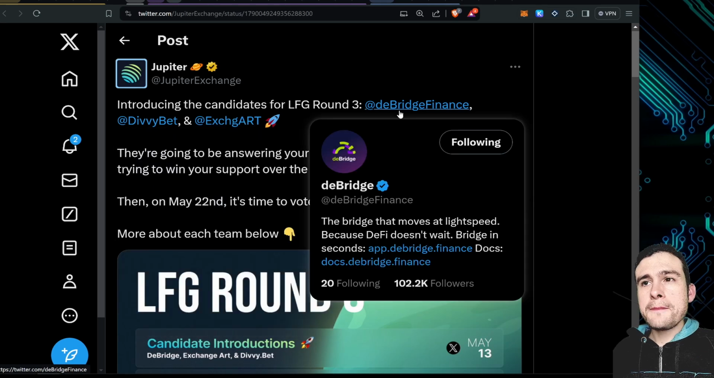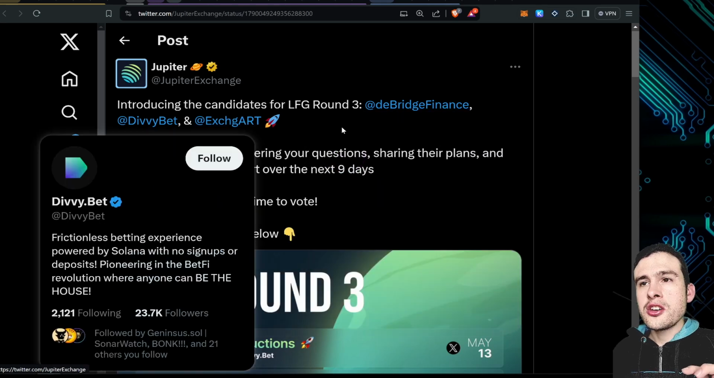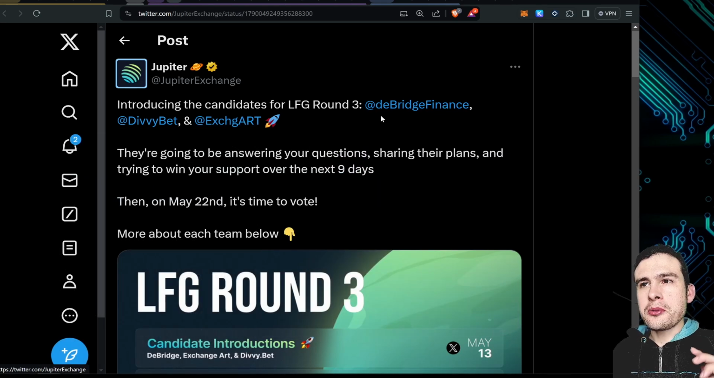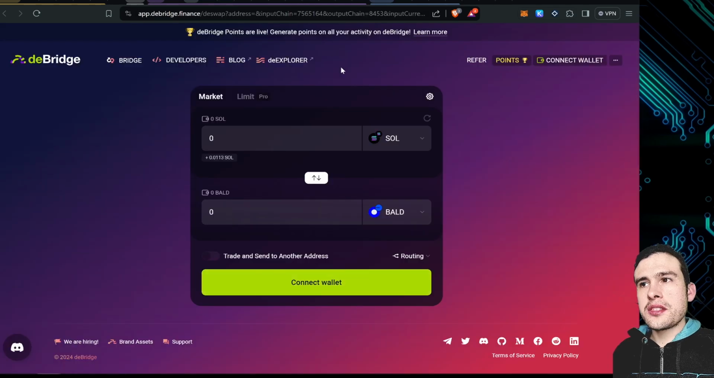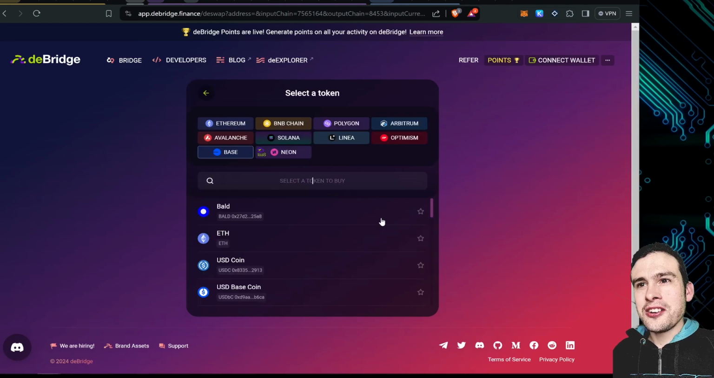I think DeBridge will win just because it's got the most attention. More people know about it. So I think it's probably the one that will get the vote. That's kind of just how this stuff works a lot of the time. But it's also probably the most used of the 3 as well. Because, with DeBridge, it's kind of cool. You can go straight from Sol and you can buy, say, Bald, which is a meme coin, on Base, which is Coinbase's L2 for Ethereum.